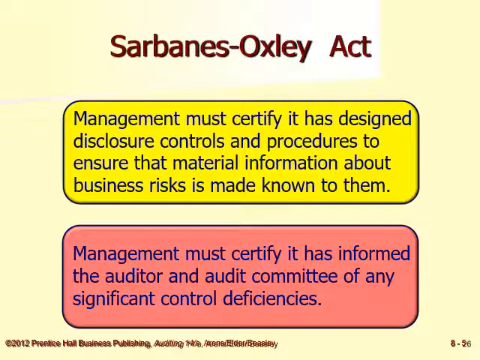Next, the Sarbanes-Oxley Act says that management must certify it has designed disclosure controls and procedures to ensure that material information about the business risk is made known to them. So management has to disclose that they have noted the risk and have put in procedures and controls to minimize the business risk. Management also has to certify that it has informed the auditor and the audit committee of any significant control deficiency, any control that is lacking, like a broken CCTV or not enough staff, and so on. They have to mention these to the auditor.